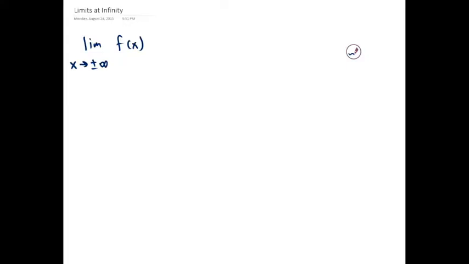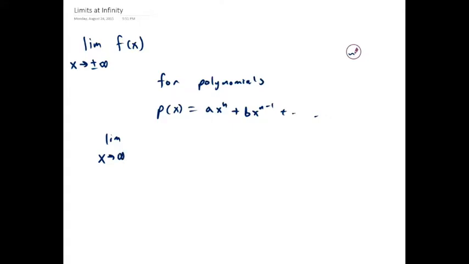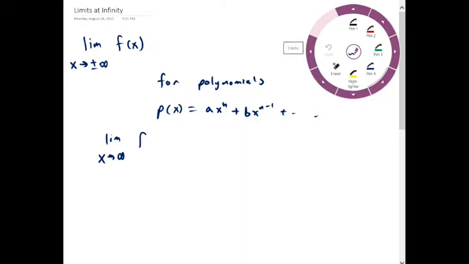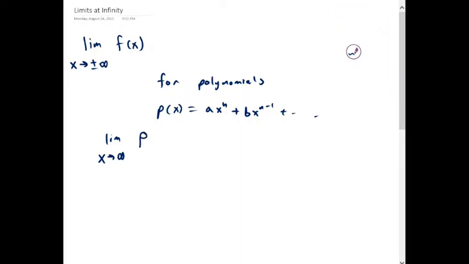So we'll quickly go over polynomials. For polynomials, the form is p of x equals ax to the n plus bx to the n minus 1, and so on and so forth, just polynomials. You take the limit as x approaches infinity of this kind of polynomial, you'll get either plus or minus infinity.